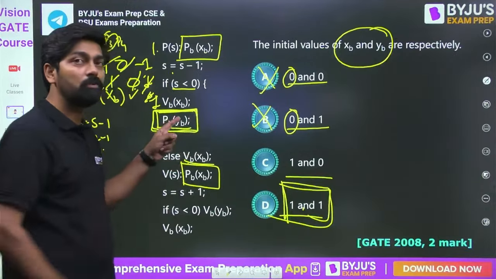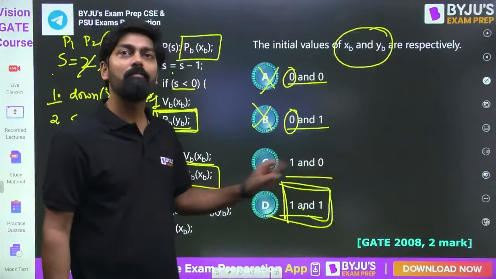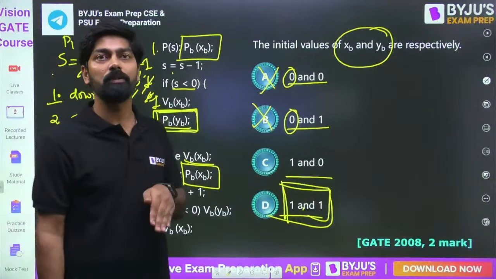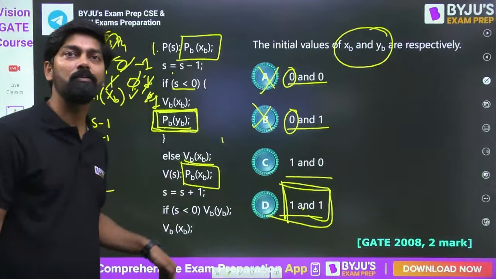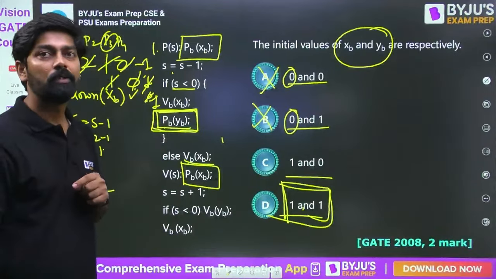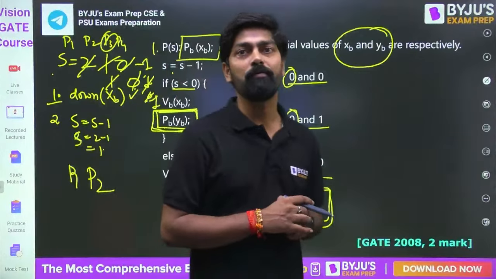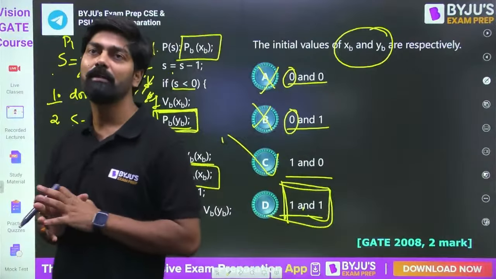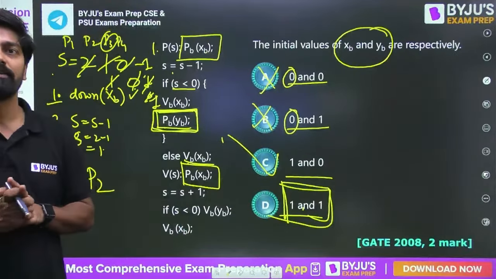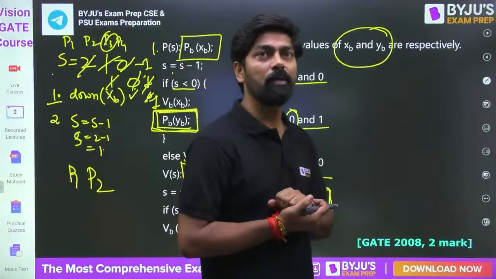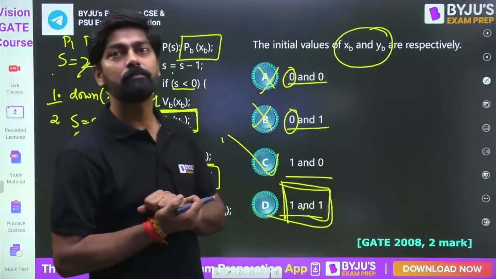If it becomes 0, let's suppose you put 0 here, what is happening? It is an unsuccessful down operation, so P3 will not execute further. P3 will be stopped here. So that's why the answer will be 1 and 0. Are you getting this? 1 and 0 will be the right answer.